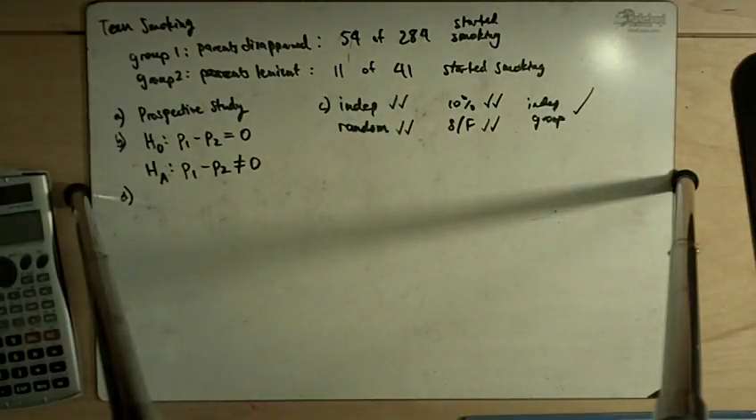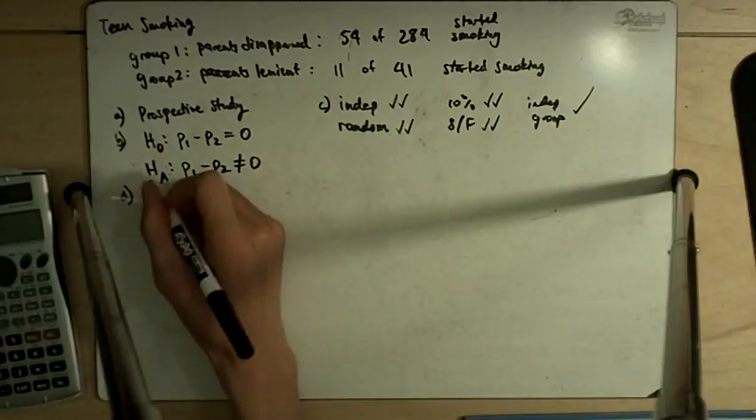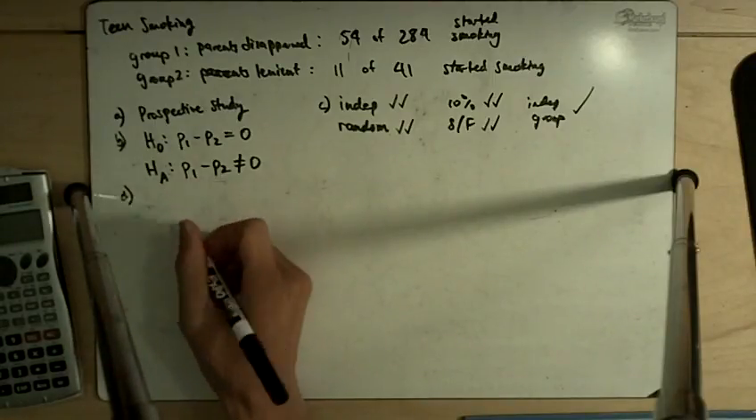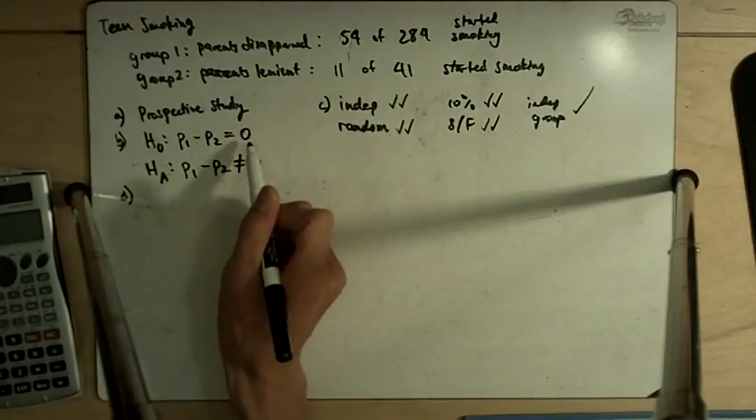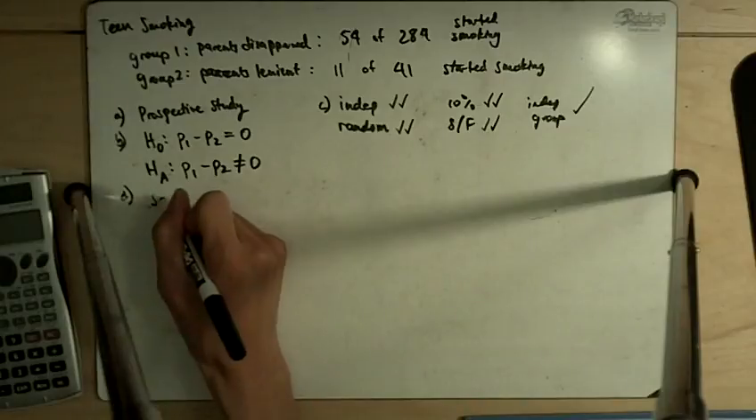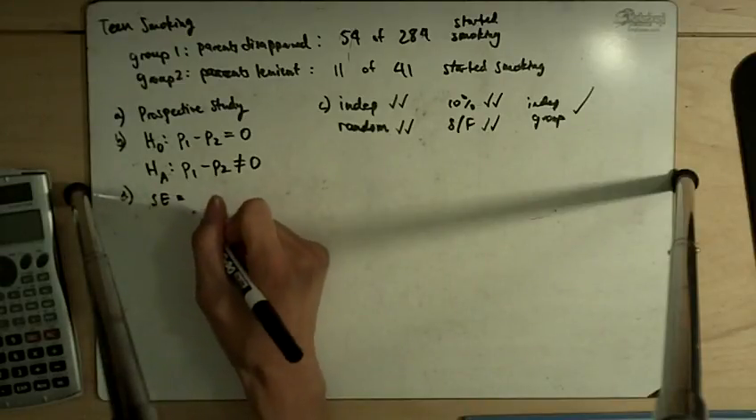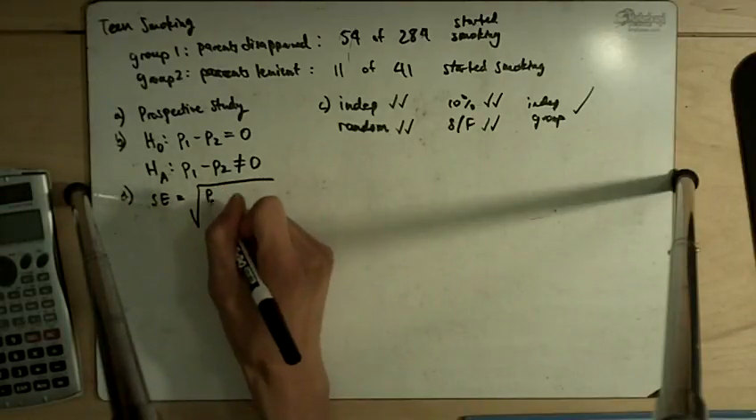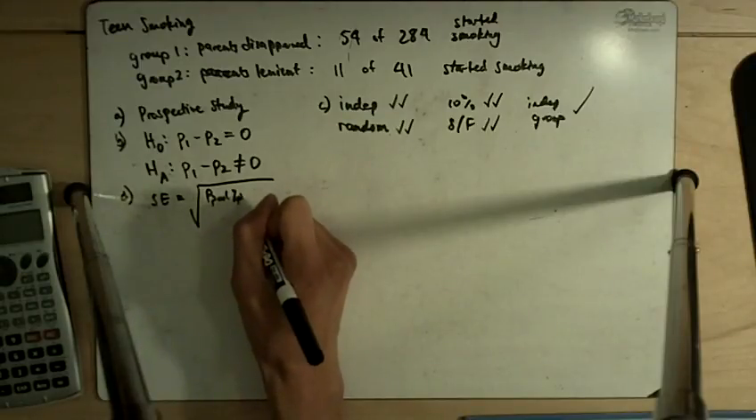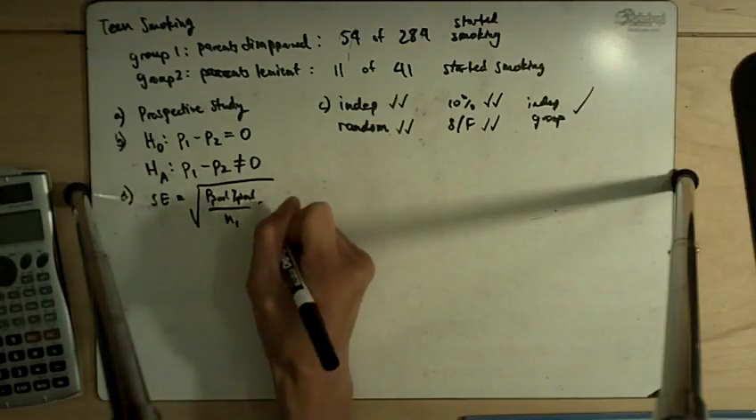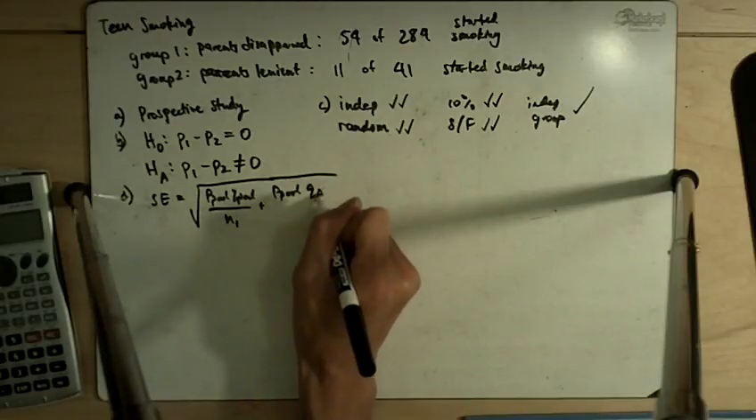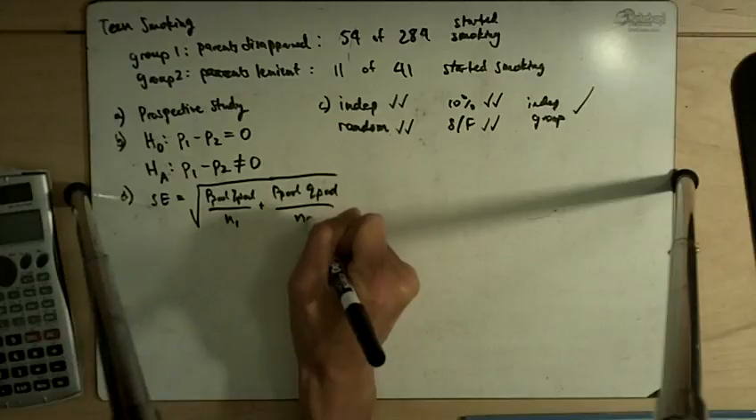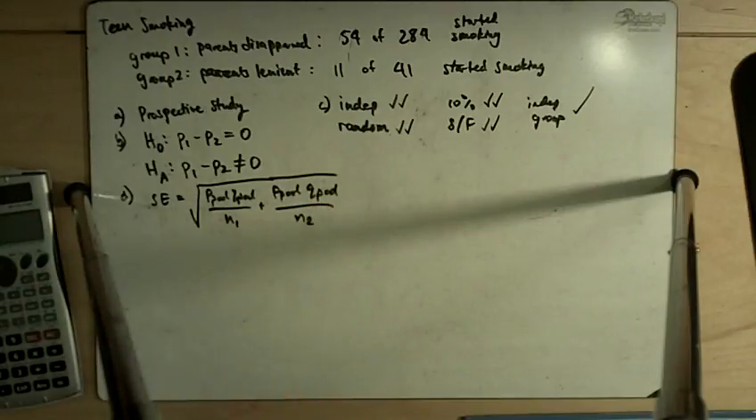D, it says test the hypotheses and state your conclusion. So, under the null hypothesis, p1 minus p2, the difference, is centered at 0, and the standard error is given by p pool q pool divided by n1 plus p pool q pool divided by n2, the entire quantity taken the square root.